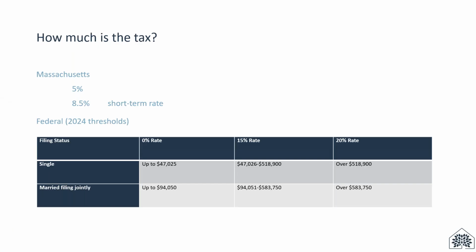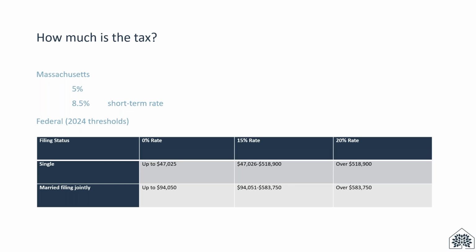Both Massachusetts and the federal government tax capital gain. On long-term capital gain, the Massachusetts tax rate is 5%. On short-term capital gain, property owned for less than a year before it's sold, it's 8.5%. That's probably not going to apply to too many people, so think 5%.